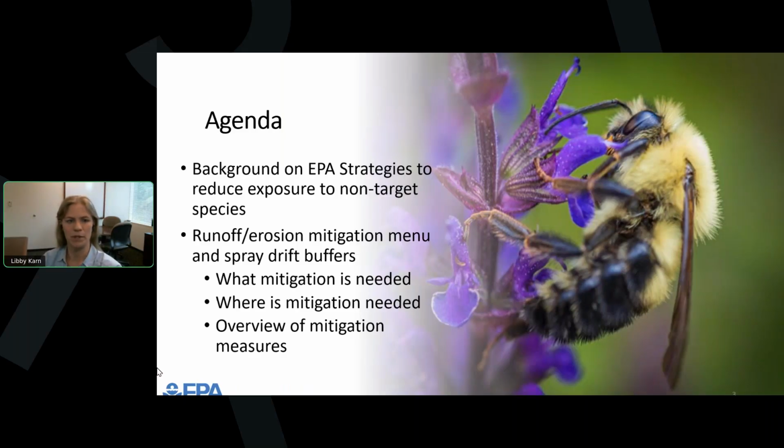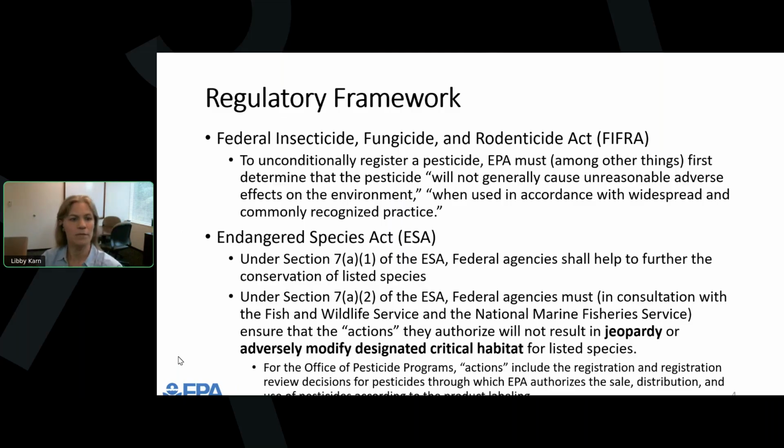Then I'll go over runoff and erosion mitigation, and finally spray drift mitigation. For both runoff and erosion and for spray drift, I'll explain how a pesticide user determines what mitigation is needed and where for their intended application. Then I'll go through descriptions of some of the mitigation measures, focusing on some recent updates. First, I'll start with a brief overview of the regulatory framework of the strategies.